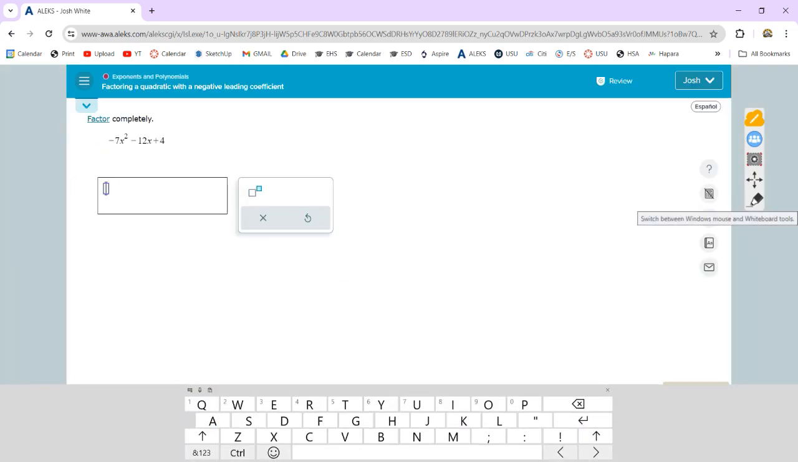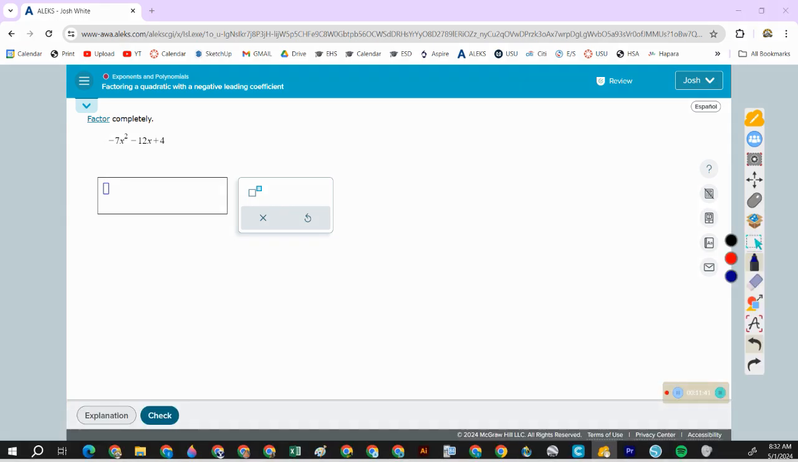So here, I can't take the 7 out, but I haven't taught you how to factor if the leading coefficient is negative. And I could teach it to you, but it's easier just to pull it out. So anytime the leading coefficient is negative, we're just going to pull out that negative, essentially a negative 1. So if I remove a negative from all of those, then I have the opposite of, and every sign is going to change. So 7x squared plus 12x minus 4. It just changed the sign of all of those.